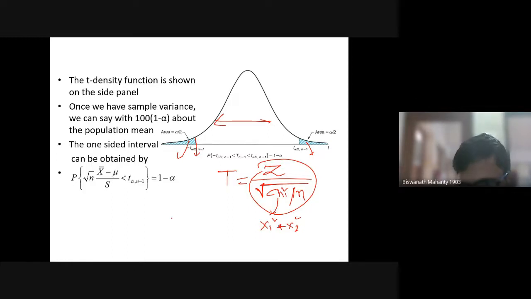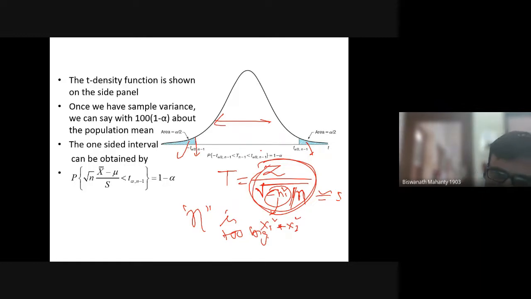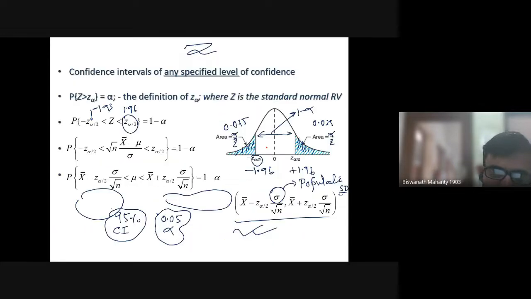If I have n very big, if n is too high, this chi square by n value becomes very close to 1. Chi square value divided by n is going to be very close to 1, and that's why at that time it will become a Z distribution. So if you take a large number of samples, in any calculation, instead of T distribution you can also use Z distribution.